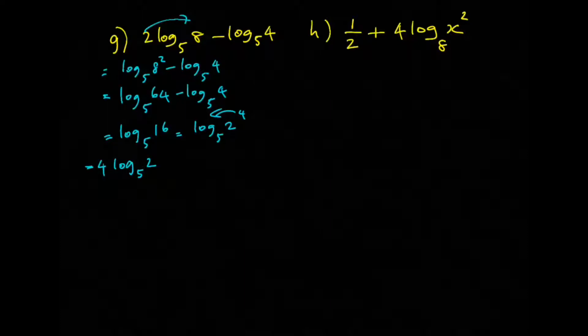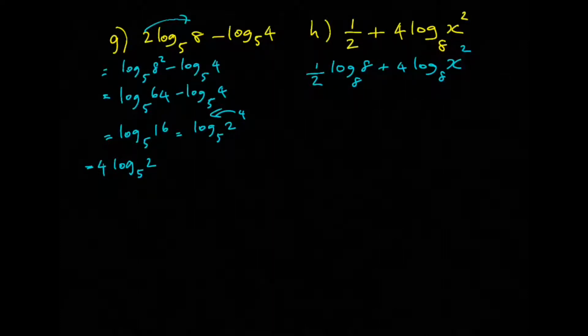Okay, part H. Now we can't simplify that anymore, so we want to try and get this all in one term to simplify. So rather than leaving that as a half, let's make it a half log 8 of 8 plus 4 log to base 8 of x squared. Remembering that this is just 1.